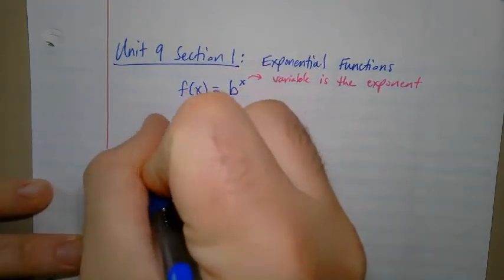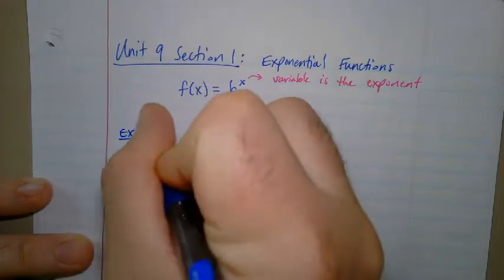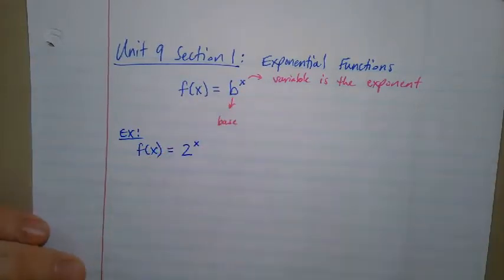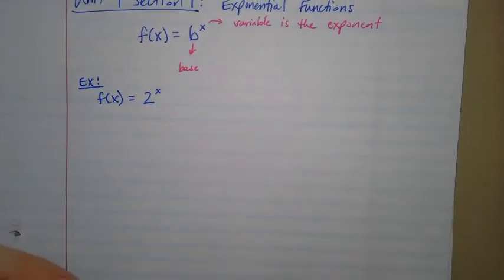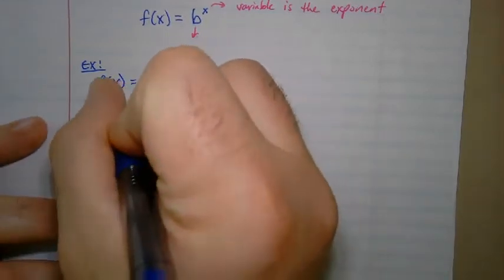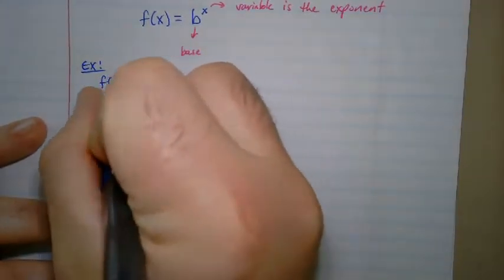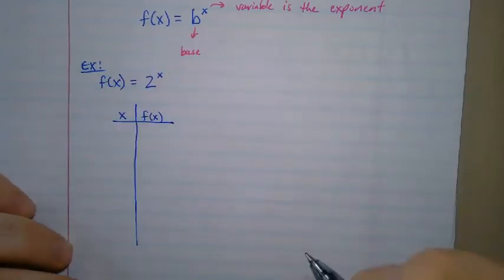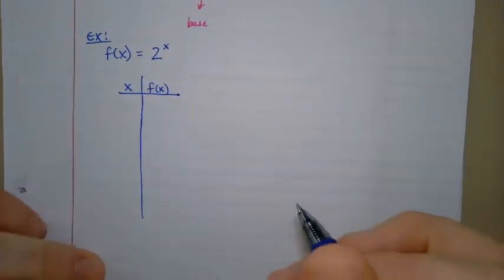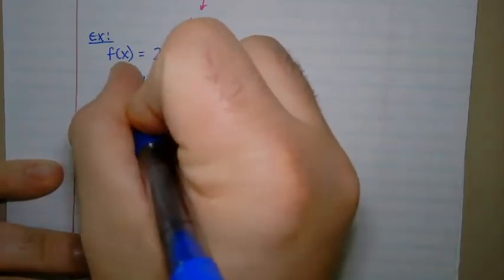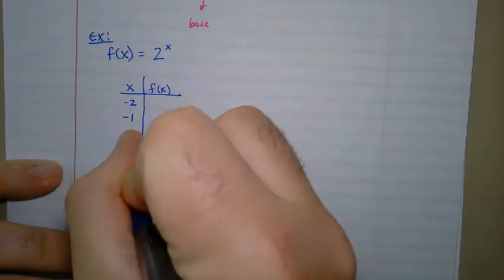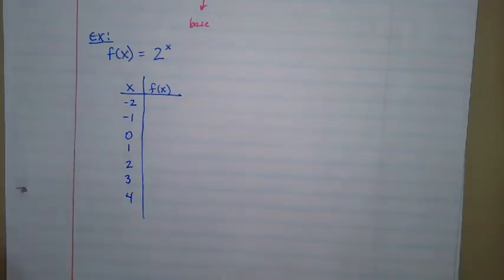If I have f of x equals, let's go with 2 to the x. It's a very basic, very common exponential function, one that's used quite frequently. And what I want to do is get an idea of what these look like graphically. So let's build a little table. One of the best ways to graph something is to build a table of values and see what it looks like. Remember, you always pick your x values that you're going to plug in and see what you get out. So let's pick some negative and some positive and get a view of our function here.